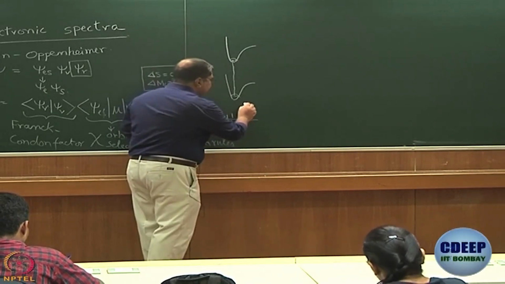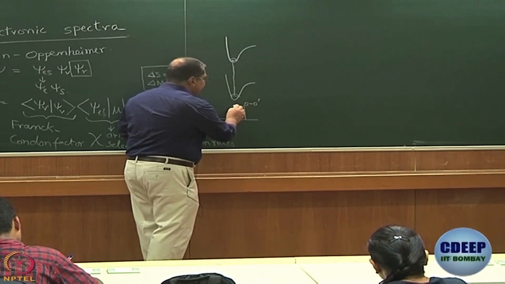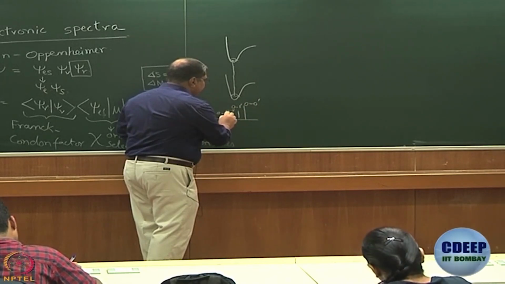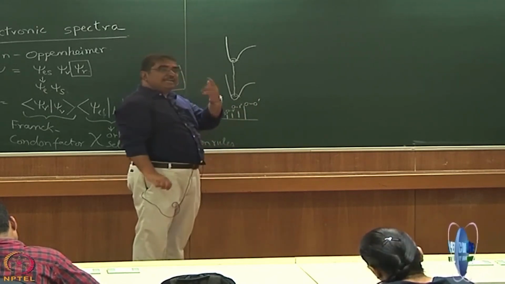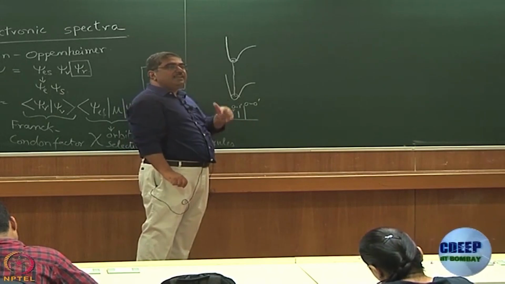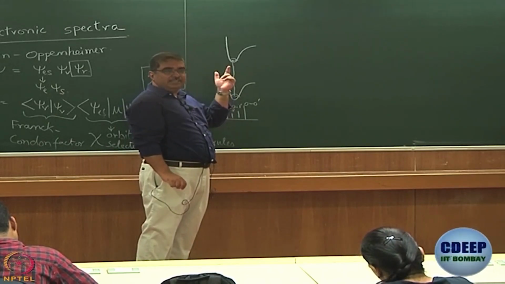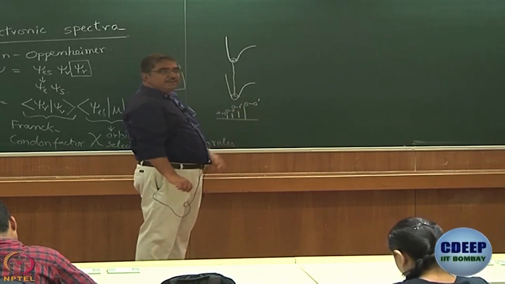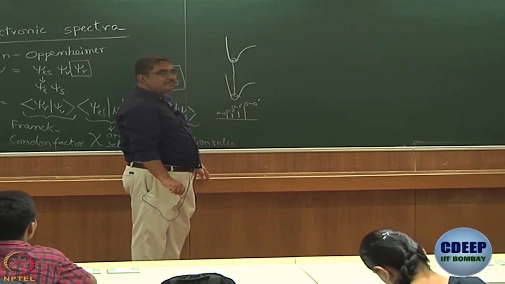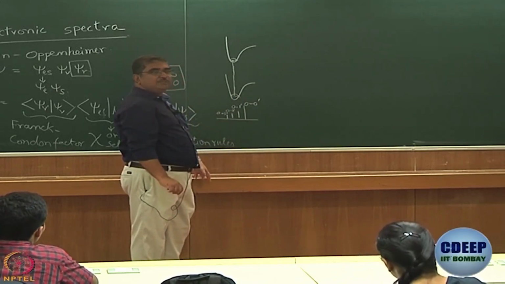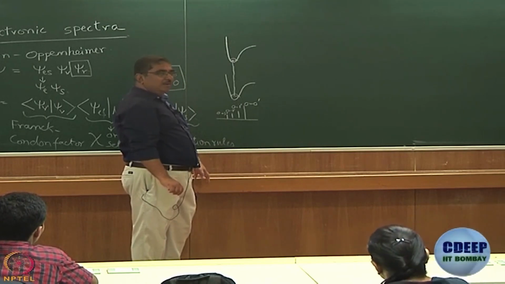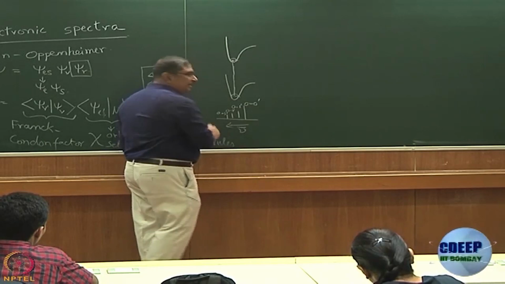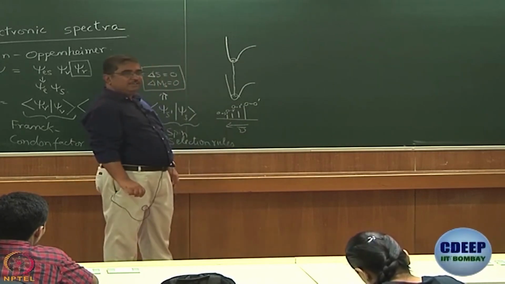This here is the 0,0 dash transition, this may be 0,1 dash, this may be 0,2 dash, this may be 0,3 dash, so on and so forth. Remember, dashed indicates a vibrational level in the higher upper electronic state. Which way does energy increase? This way or this way? 0,0 dash, 0,1 dash, which one has higher energy? 0,1 dash, right. So, energy increases this way. I can write like this, nu bar increases this way. Let us not forget that.